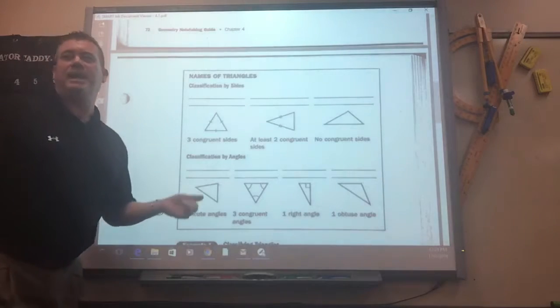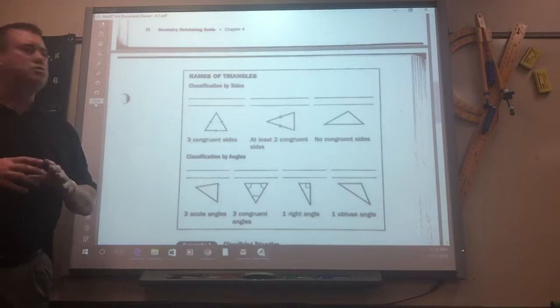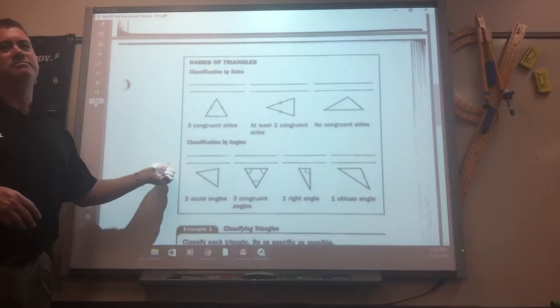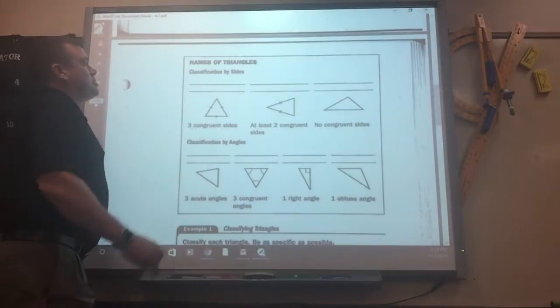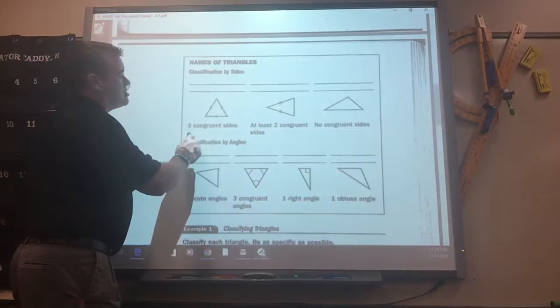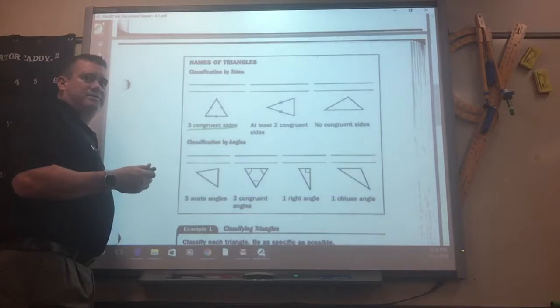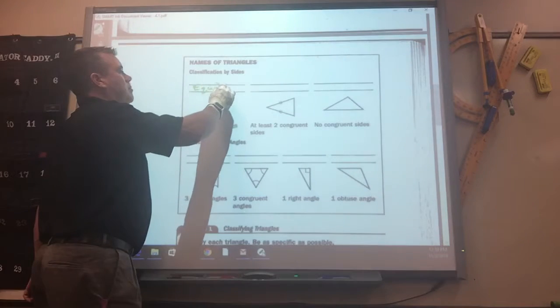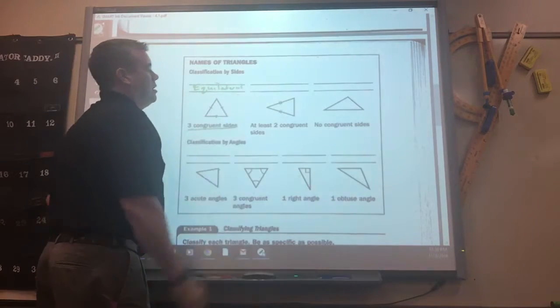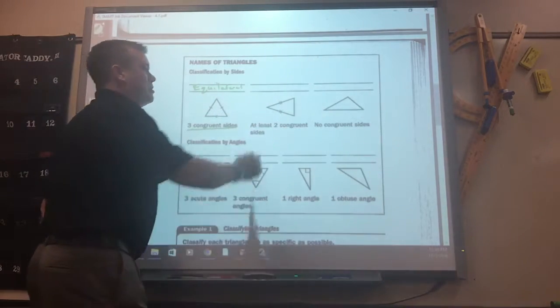So, today it's just mostly classifying triangles. That's easy, which you did in 7th grade, right? Probably even elementary. So, by the sides, 3 congruent sides, equilateral. And 2 sides congruent.